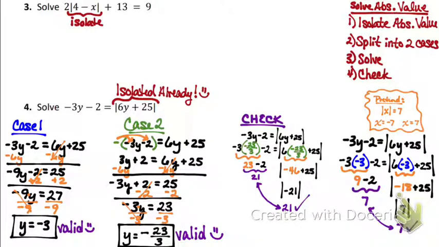What's connecting the 13 to my absolute value? What operation? Addition. What operation is connecting the 2 to my absolute value? Not division. I'll use division to undo it. Multiplication is what's happening right now. Which one of those do I undo first? The addition. How do I undo a plus 13? Subtract. So I'm going to minus 13 from both sides. So I have 2 and then the absolute value of 4 minus x equals, what's 9 minus 13?